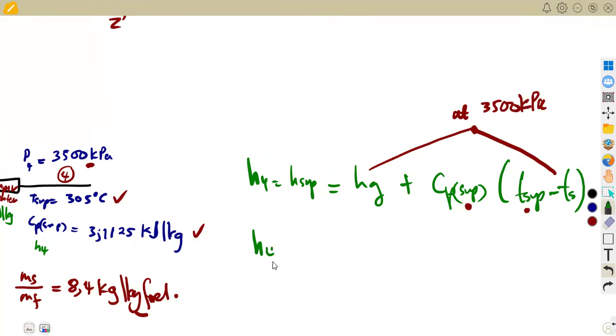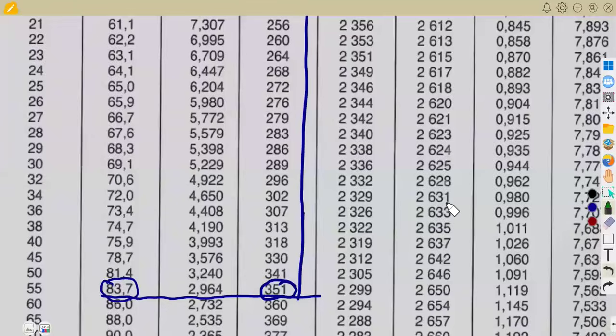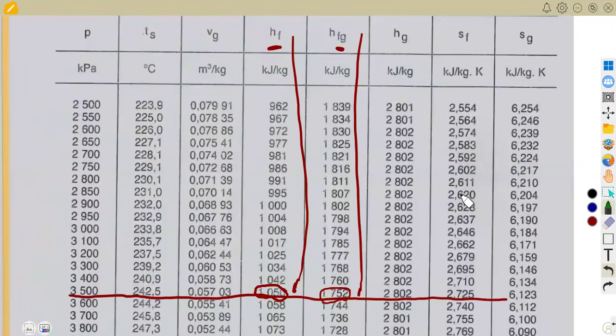So that means H4, which represents H sup, is going to be Hg at, let's go to that pressure. We talked about this pressure before. At 3,500, this time we need Hg and Ts. So this is our Ts, the saturation temperature, which is 242.5 degrees Celsius. All right, and what about Hg? At this pressure, our Hg is 2,802 kilojoules per kilogram. So these are the 2 things that we need: Hg and Ts.